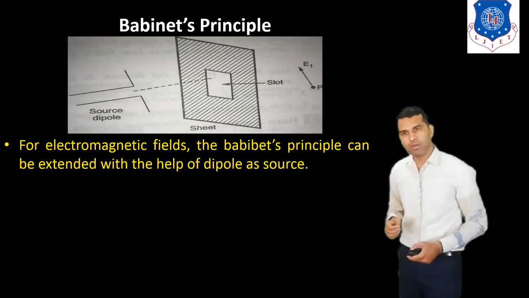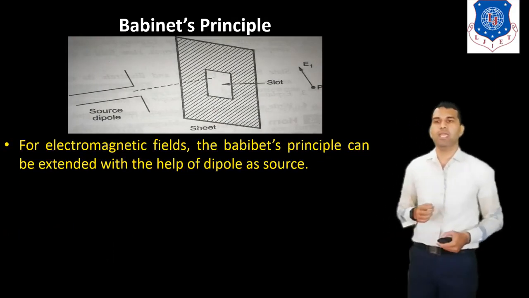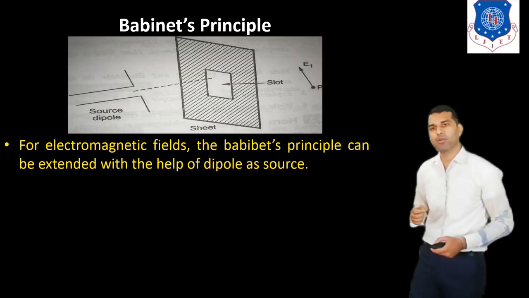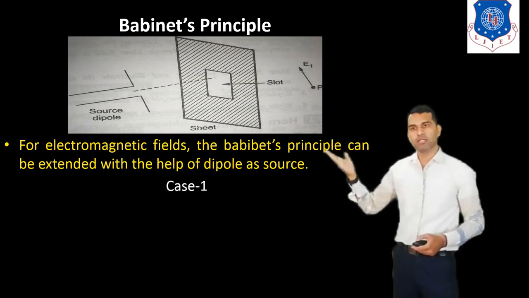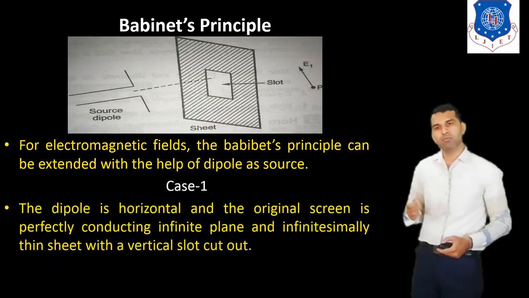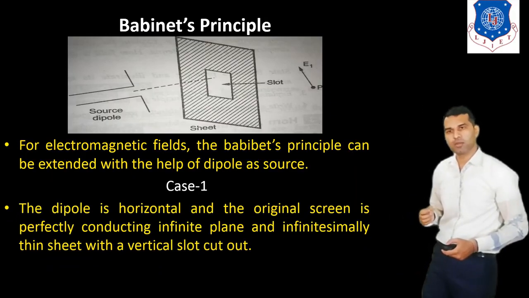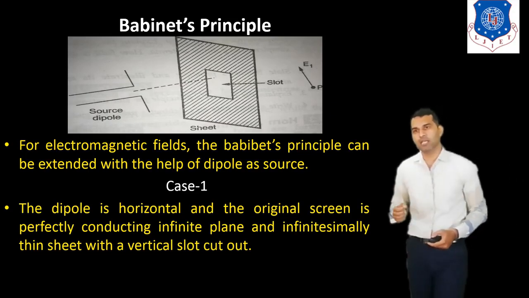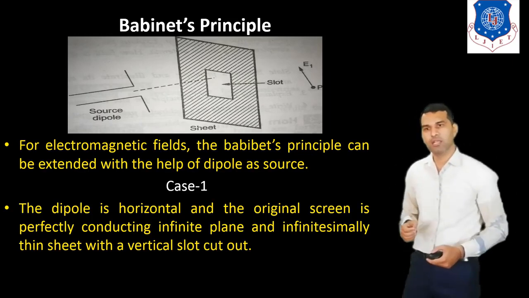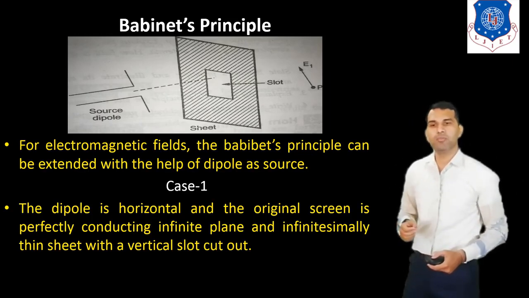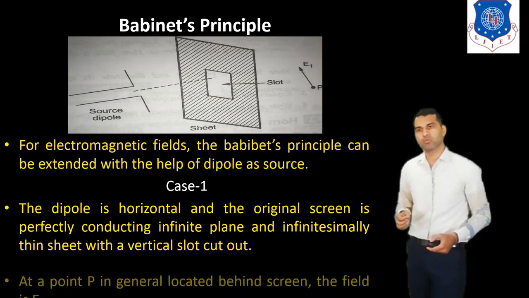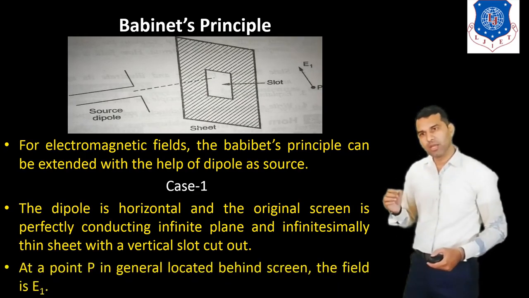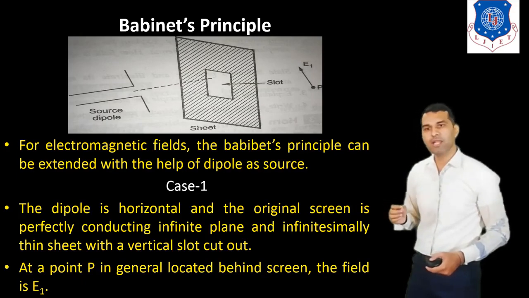For the electromagnetic field, the Babinet principle can be extended with the help of a dipole as a source. Now here we consider case number 1. In case number 1, the dipole is horizontal and the original screen is a perfectly conducting, infinite plane, infinitesimally thin sheet with a vertical slot cut out. At a point P, in general located behind the screen, the field is E1.